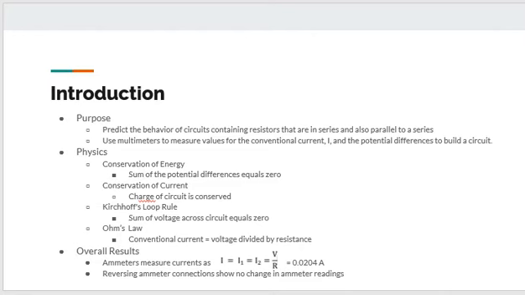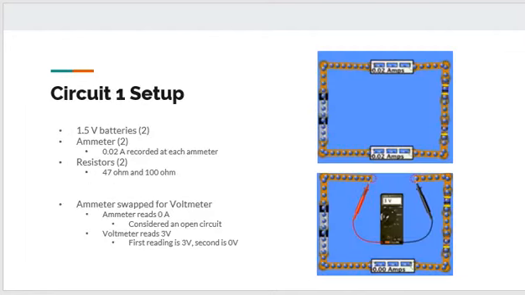Overall, I found that the two ammeters in a circuit used to measure resistance were equal at a reading of 0.0204 amps, and that reversing the ammeter connection showed no change to the individual reading. For circuit 1, two 1.5-volt batteries were constructed on the left of the image, and two ammeters at 0.02 amps, calculated from Ohm's law, were constructed at the top and bottom of the circuit. When the circuit was tested with the ammeters installed reversed, the ammeter reading was still 0.02 amps.